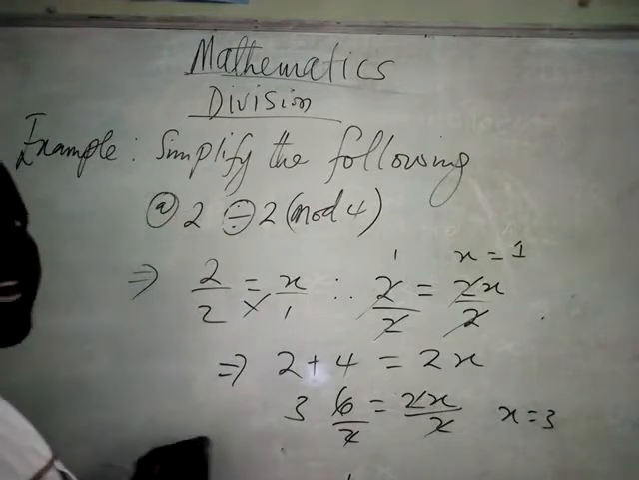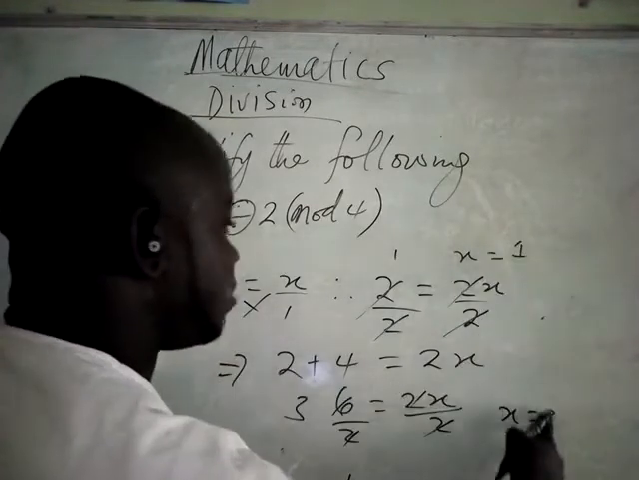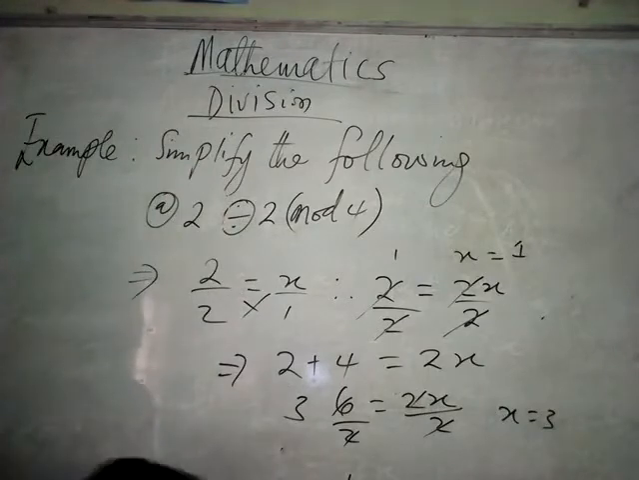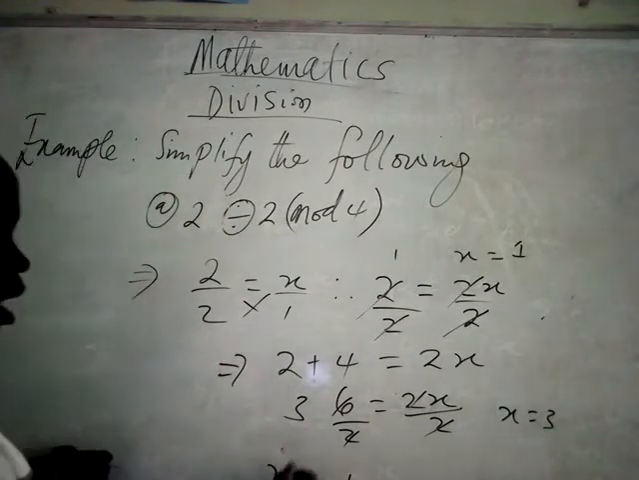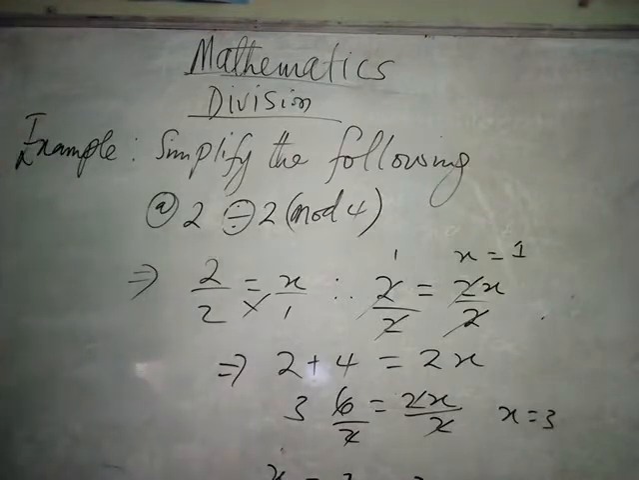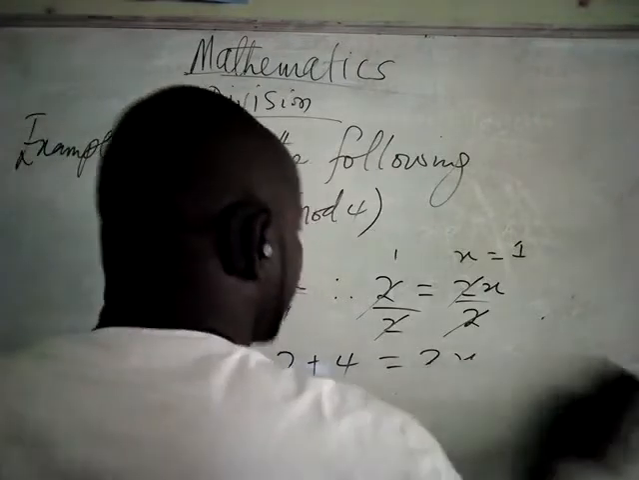You see the answer here is x can be 1 or x can be 3. Do you understand? That means x is either equal to 1 or 3. So you can have more than one answer in this particular math. So let's check out another one.